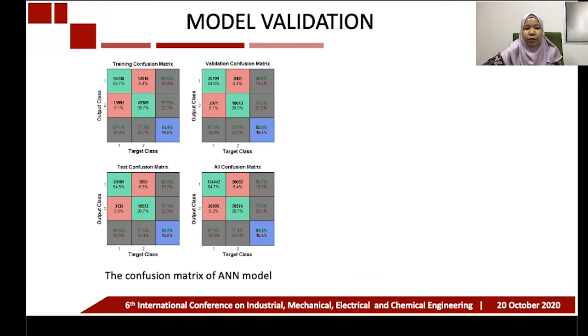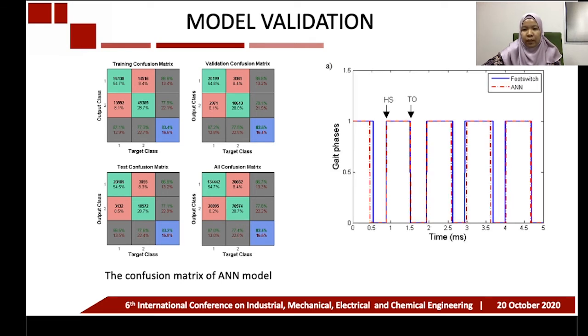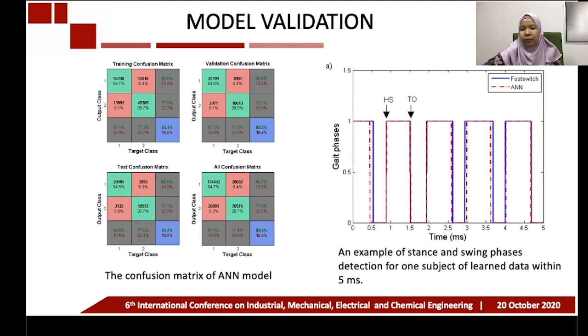This is the confusion matrix of the highest accuracy ANN model. The detection of gait phases using the ANN model was compared with the foot switch data. The dotted line represents the prediction from the ANN model. Meanwhile, the straight line is recorded from foot switch data. The time difference of the detection for gait event for both is compared.